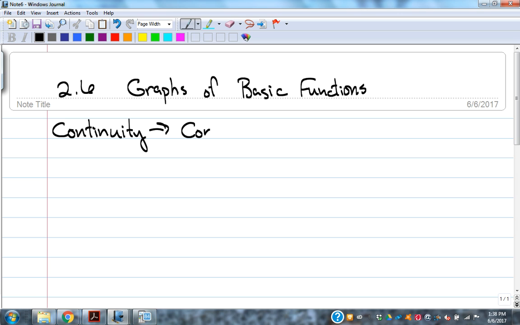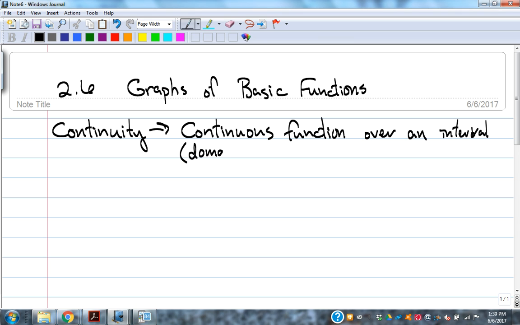So we'll define that: continuous functions over an interval. Normally that interval is going to be the entire domain, but sometimes they'll say, is this continuous from -6 to +4? Something like that. They might ask for a certain interval, but most of the time it's saying, big picture, is this continuous, discontinuous?